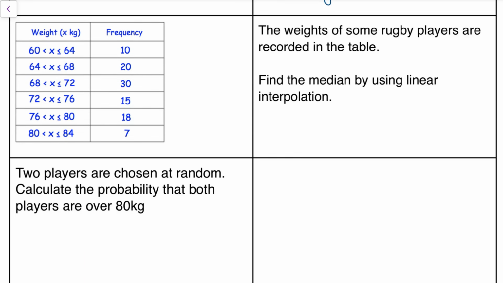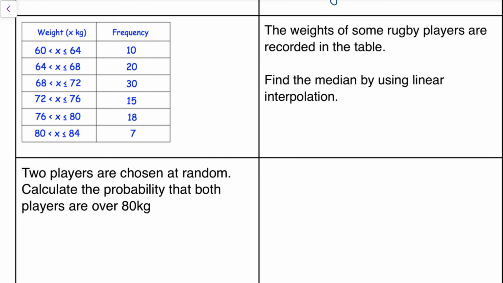Next question. Right, so next question looks like a grouped frequency chart. The weights of some rugby players are recorded in the table. Find the median by using linear interpolation. So first thing I'm going to do is add these up. So 10 plus 20 plus 30 plus 15 plus 18 plus 7 is 100.